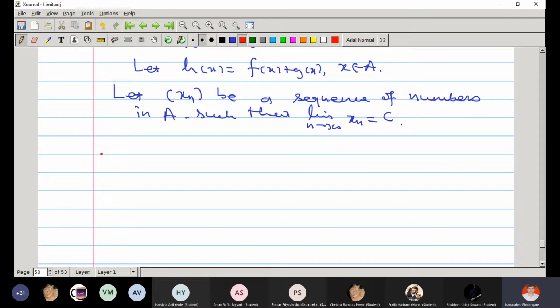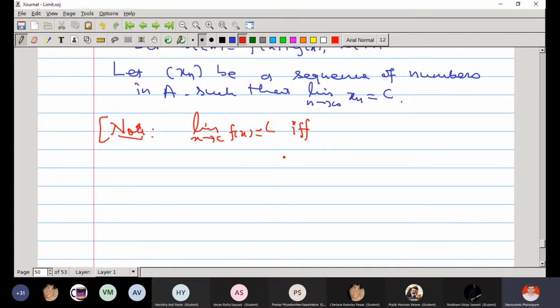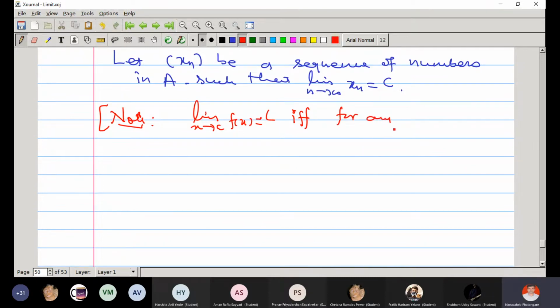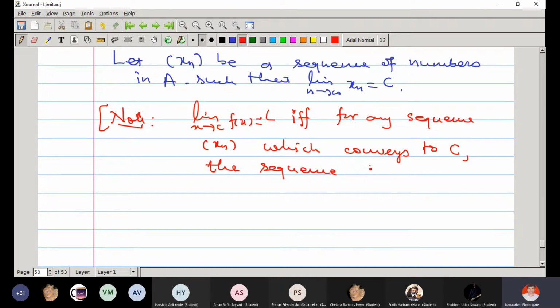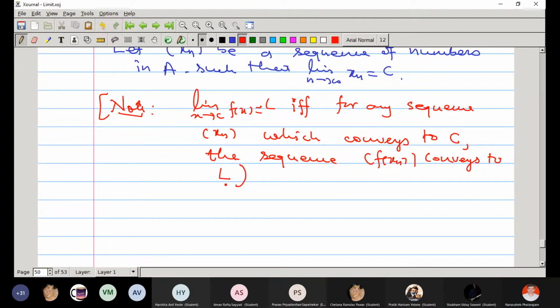See, let me note here. Note: the limit as x tends to c of f(x) is equal to L if and only if, what we have proved, for any sequence x_n which converges to c, the sequence f(x_n) converges to L, right?